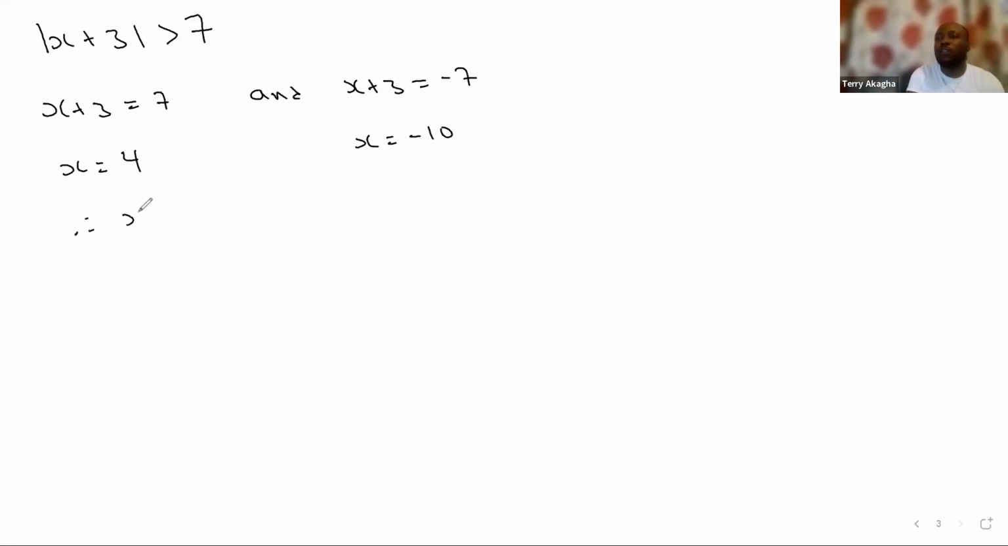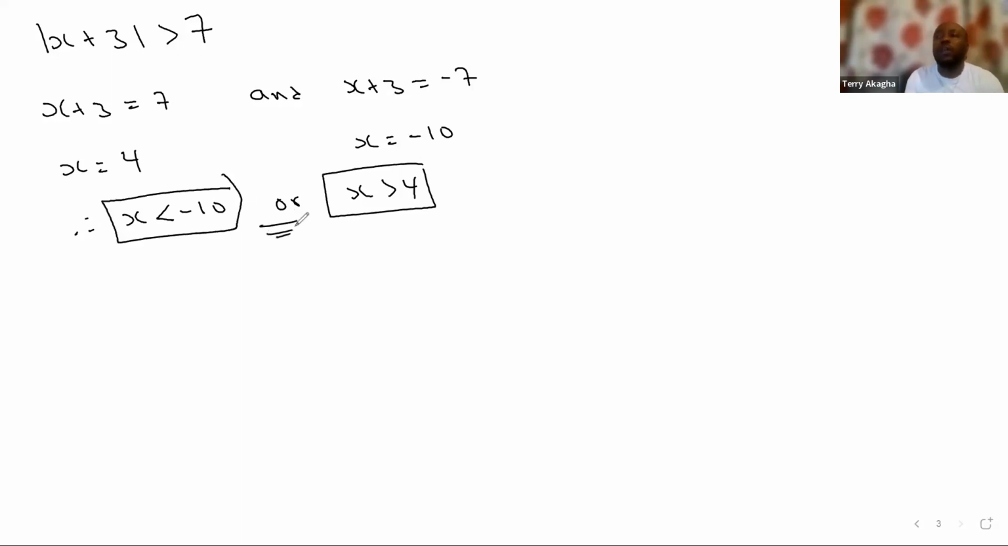As usual, it's going to be x plus 3 is equal to 7, and by rule 1, x plus 3 is equal to minus 7. So you equate both to positive and negative. So x here is going to be equal to 7 minus 3, and that will give you 4. And x is going to be minus 7 minus 3, and that will give you minus 10. Therefore x is going to be less than minus 10, or x is going to be greater than 4. Okay, so that will be the answer for this.